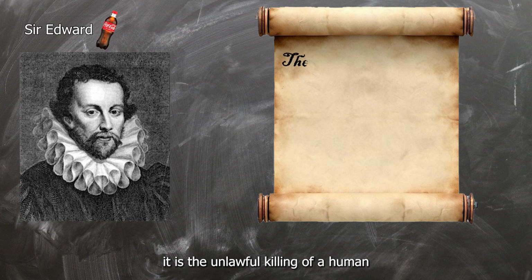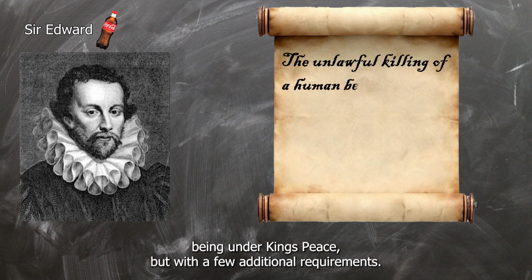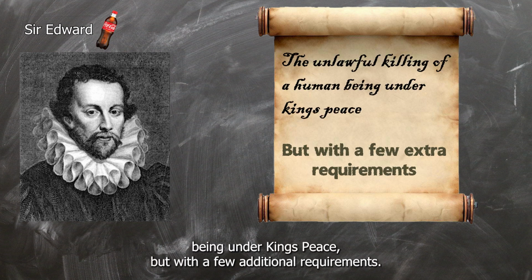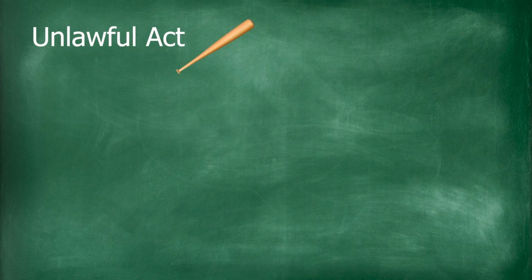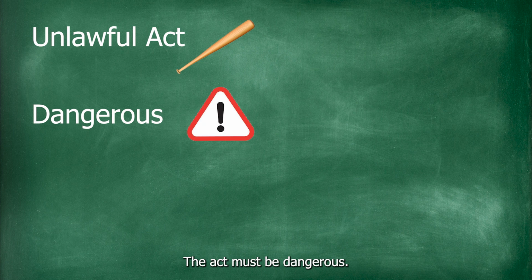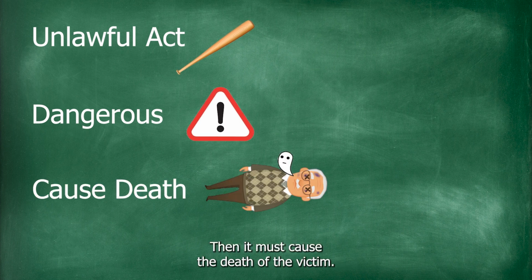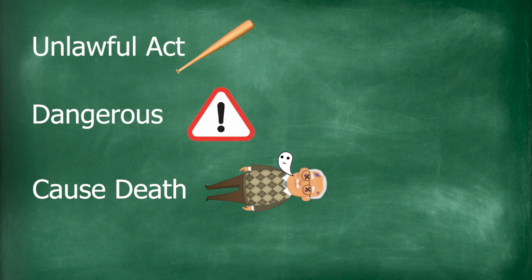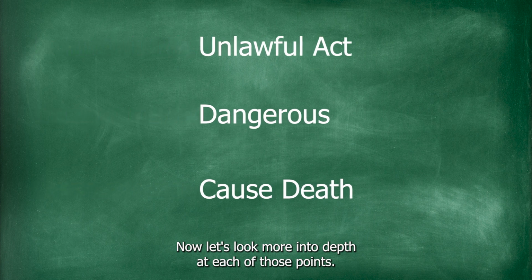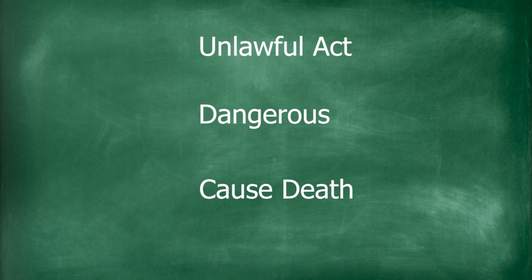It is the unlawful killing of a human being under King's peace, but with a few additional requirements. Firstly, there must be an unlawful act. The act must be dangerous, then it must cause the death of the victim. As for the mens rea, they must have intention to do the unlawful act. Now, let's look more in depth at each of those points.